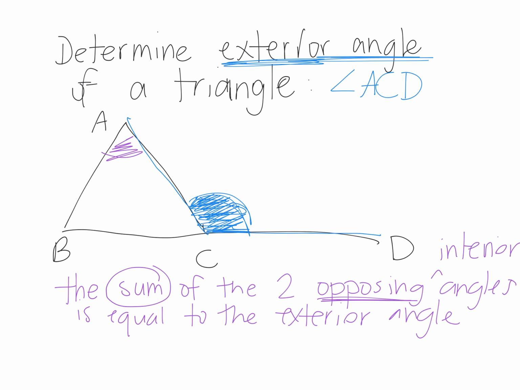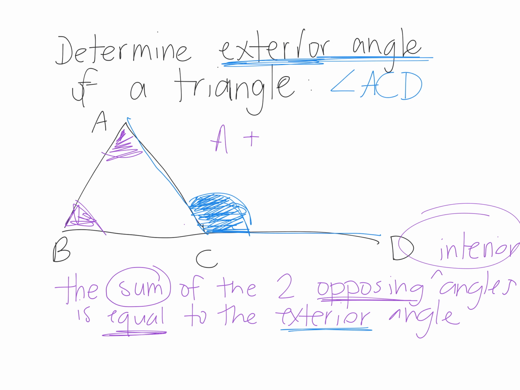Angle A? It's not touching it. And would it be B or C? B. Okay? So those are the two opposite angles, or the opposing interior angles, right? The sum of those two angles is equal to the exterior angle. That's it.